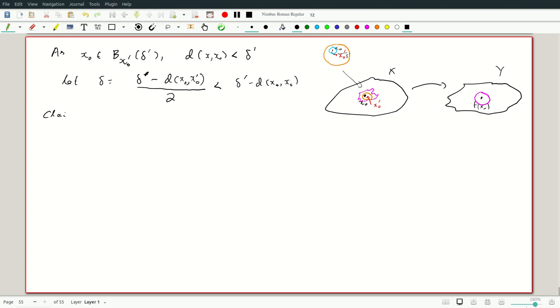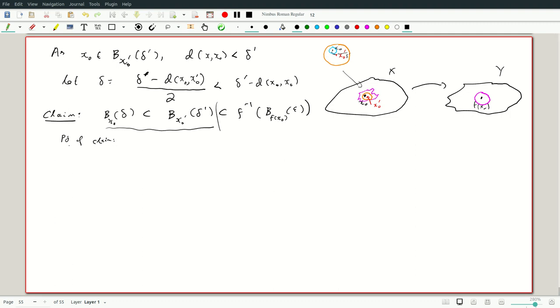And now our claim is that the ball around the point x0 of radius delta is contained in the ball around x0 prime of radius delta prime, which, remember, is contained in F inverse of the ball. I'm putting it in parentheses because our claim is this part, which is what we are proving, but we have already observed the reason we are bothering to prove this is if I look at the ball of radius epsilon around f of x0. Okay, so the proof of the claim is the triangle inequality as before.